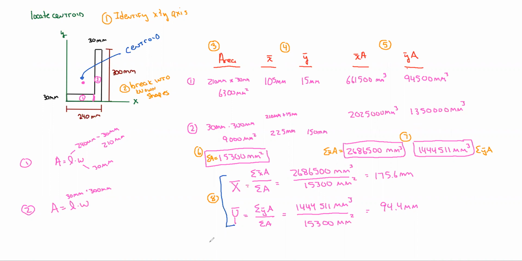And then finally, step 9, plot capital X bar, capital Y bar, also known as the centroid, on the figure. Okay, I'll put it right over here. Step 9, plot capital X bar, capital Y bar on the figure.